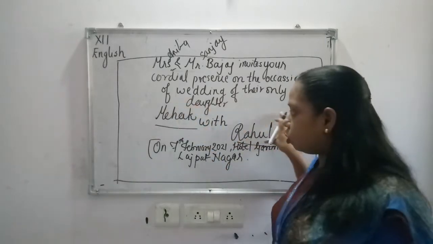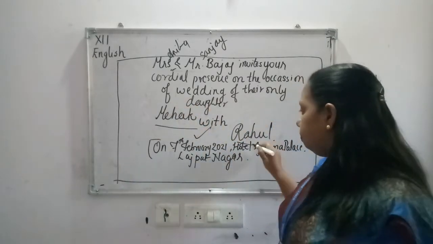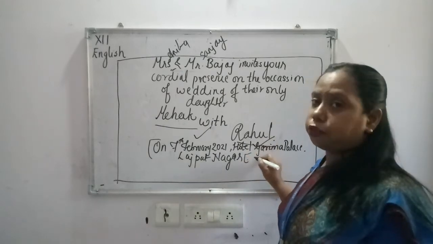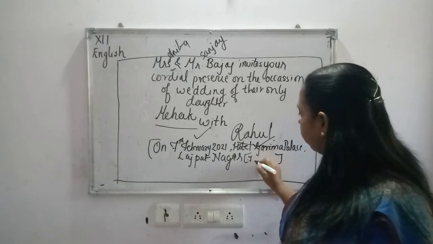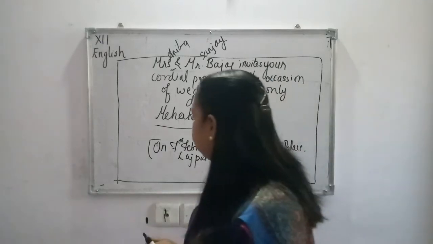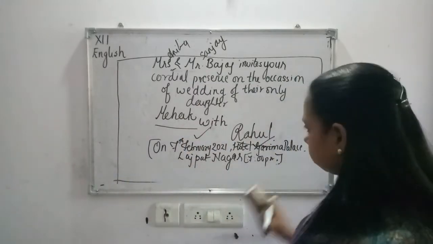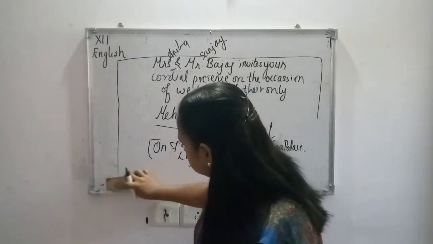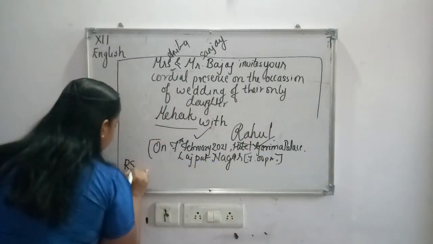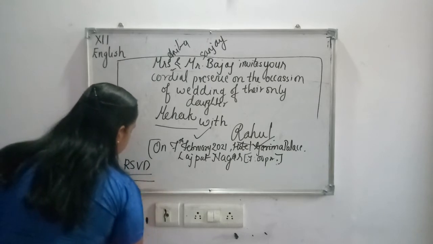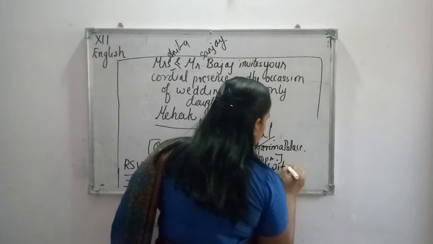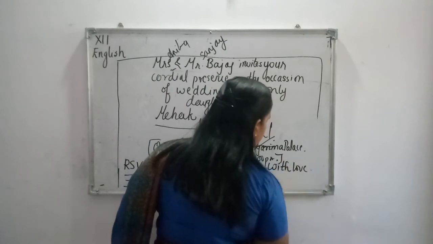Here the font size can be changed. Then date, place, okay, and the time. Time you have to write here, 7 p.m. whatever. Okay, and then here, my board is a little bit small, so here there should be RSVP with the name and address of the host, and here with love or with regards.